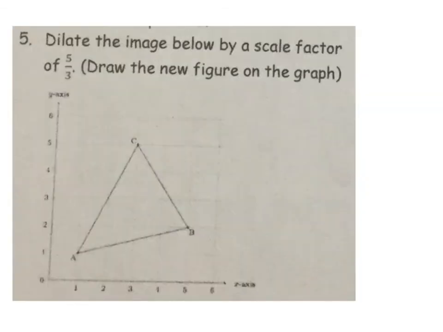Okay, number 5 says to dilate the image below by a scale factor of 5/3. So we're going to have to multiply those points by that scale factor of 5/3. And if your figure, it's going to go off the graph a little bit. So just draw it the best you can on the graph. But it is going to go off a little bit. Okay.